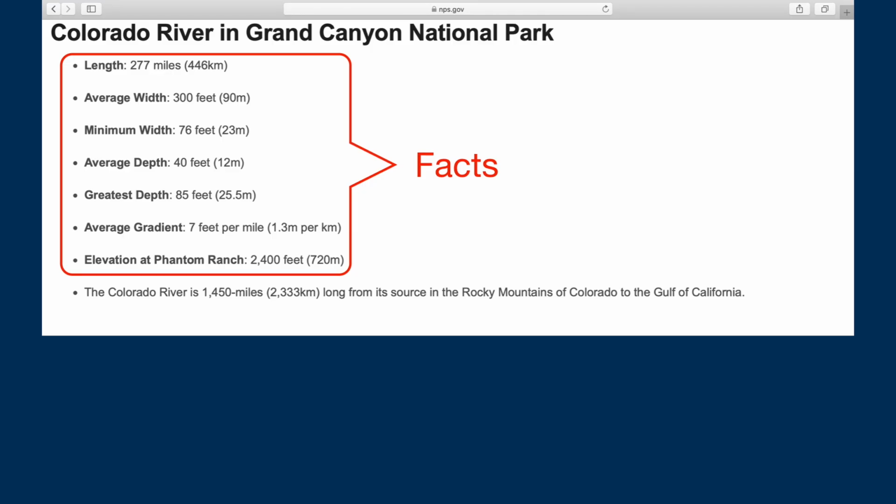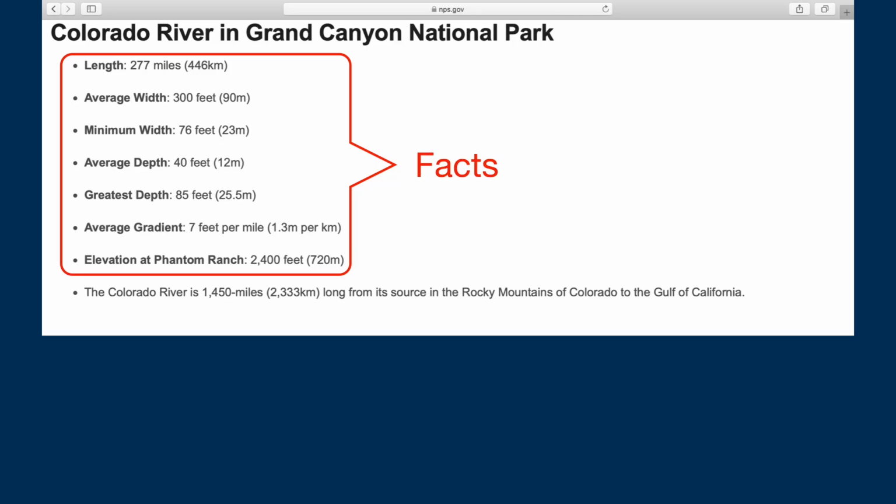And then these are the facts from the website. The Colorado River inside the national park is 277 miles long. The average width is a football field. The minimum width is a little less than a basketball court. The average depth is 40 feet, and the greatest depth is 85 feet, like from home plate to first base.